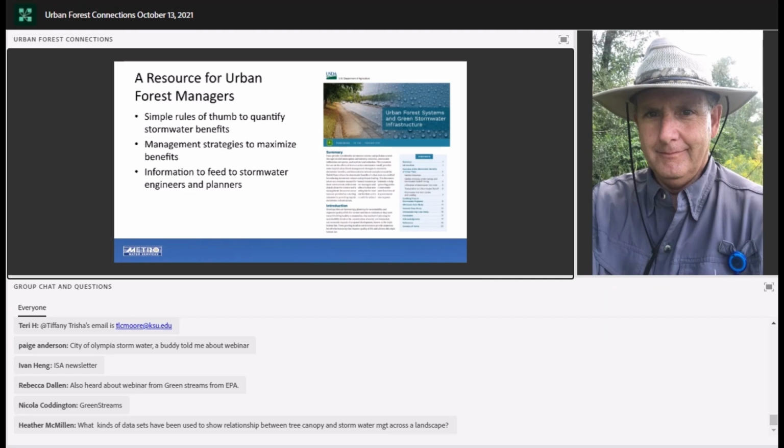Like I said, we developed this resource for urban forest managers and natural resource managers, to provide some simple rules of thumb to quantify some of the stormwater benefits that trees provide. It gives strategies to manage the urban forest to maximize stormwater benefits. We also provided case studies so planners can see where other communities are using trees to quantify benefits.